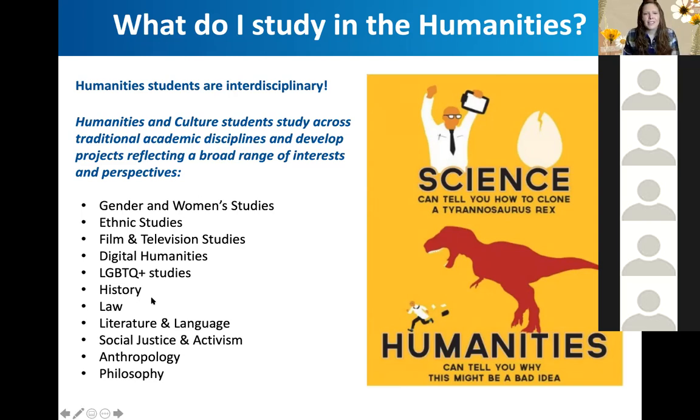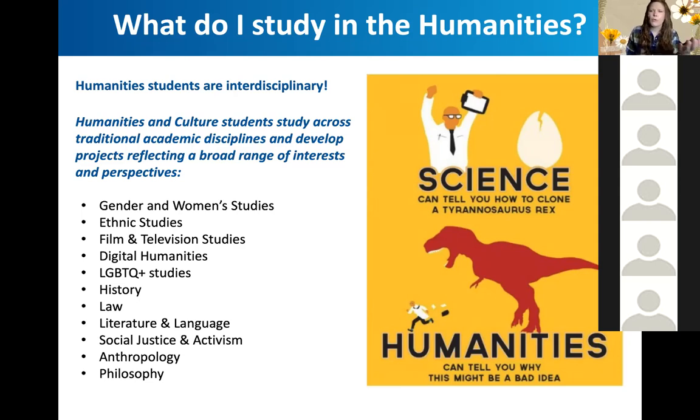But here's a list of some of the types of courses or the topics you might be studying: gender and women's studies, ethnic studies, right? So that might look like indigenous studies or African-American studies, film and television, digital humanities, LGBTQ studies, history, law. It really runs the gamut. And that's a nice thing about the humanities, that it's a broad range of study and that you're able to structure your knowledge base from these different perspectives and see how they speak to each other, right?